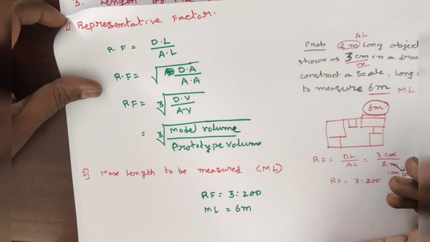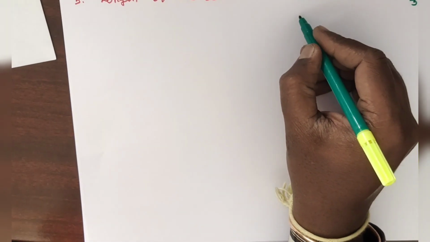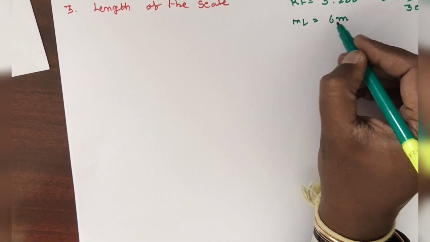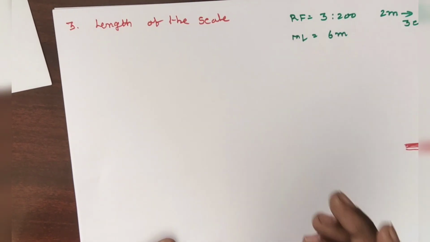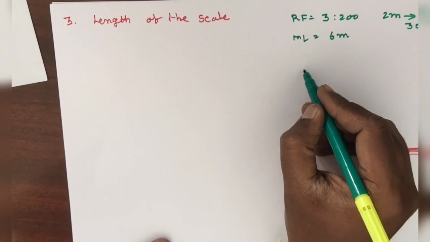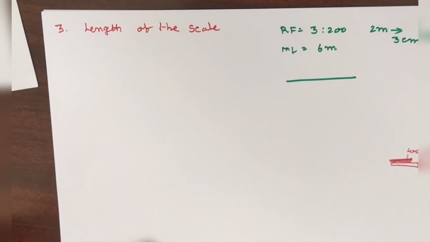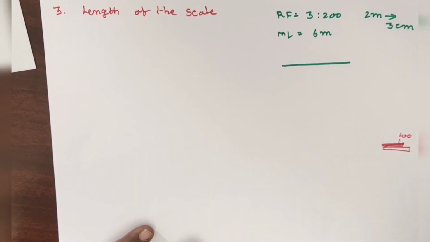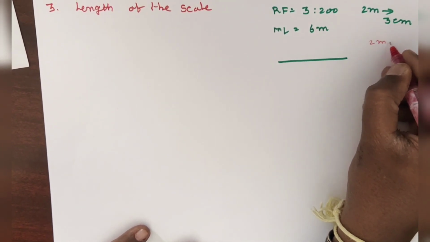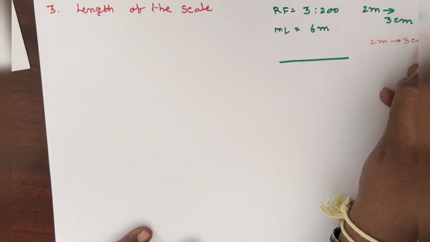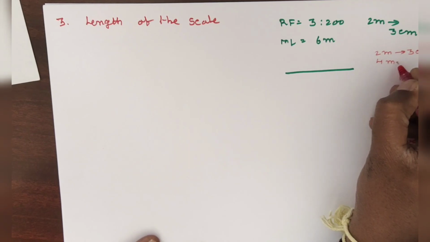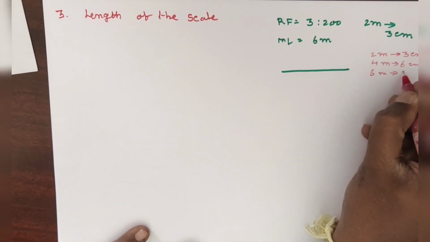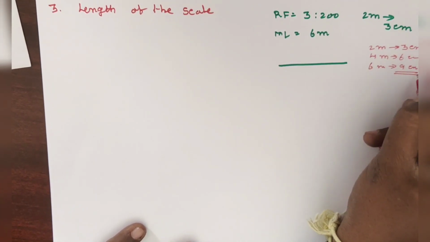But what I require is a scale long enough to measure a maximum length of 6 meters. So for showing 6 meters, how long a line do I have to draw? 9 centimeters. How did you get that? With a simple calculation. 2 meters is equivalent to 3 centimeters, 4 meters is 6 centimeters, and 6 meters is nothing but 9 centimeters. Okay, sir, this is very easy.